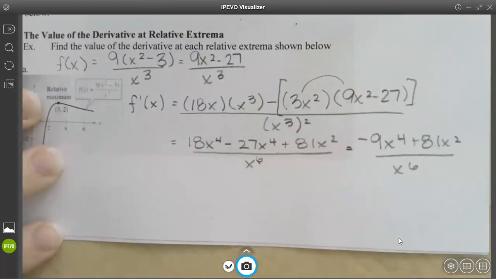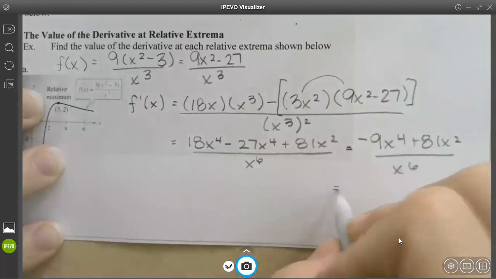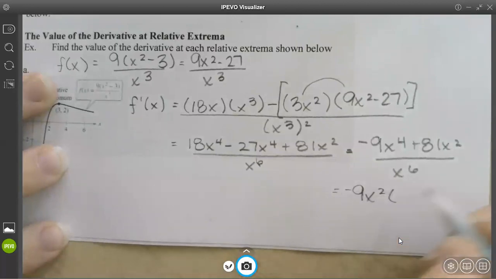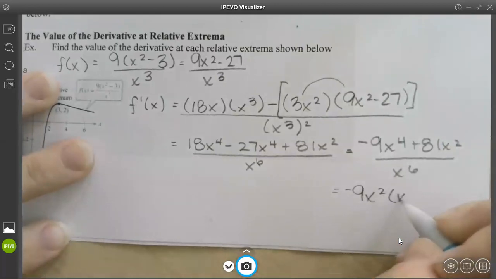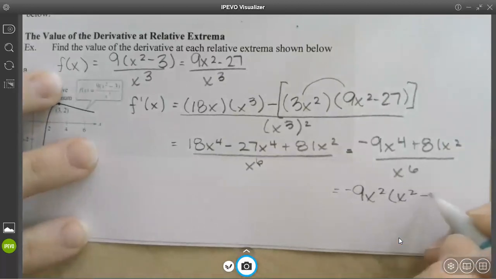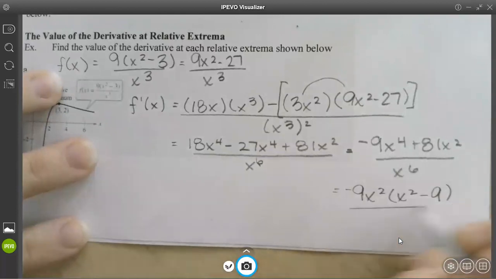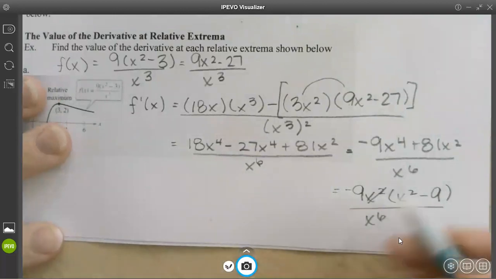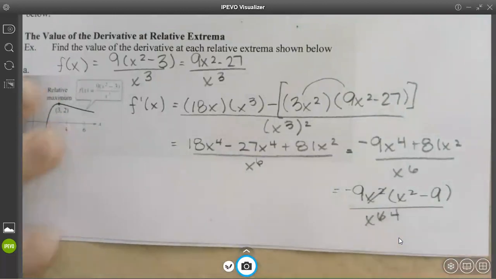What can I take out of the top? I can take out a negative 9 and an x squared. So you guys are, everything is right. That leaves you with x squared minus 9 on the top. On the bottom, I have x to the sixth. What can I do now? So this one changes to x to the fourth.